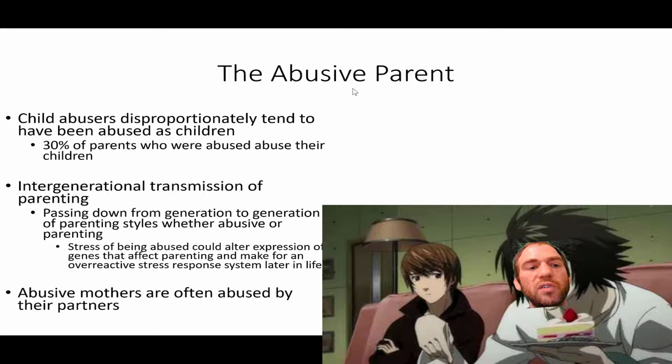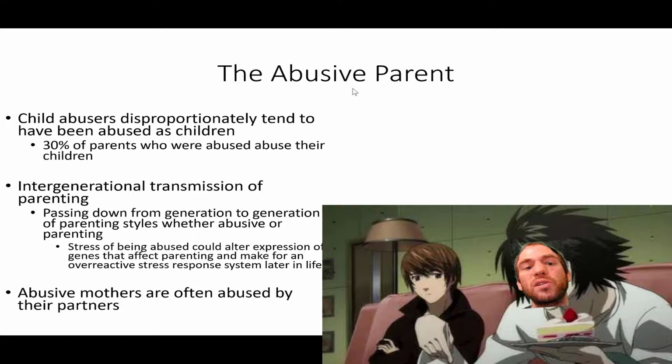So it's important to note that obviously not all people who are abused are going to abuse their children, but it does put them at higher risk of doing so. And kind of the idea through this intergenerational transmission of parenting is that maybe this series of genetic expression from environmental stressors, through the process of epigenetics, which we talked about, contributes to parenting style. So maybe aggressive behavior or non-responsiveness or over-responsiveness due to an overreactive or underreactive stress response system.